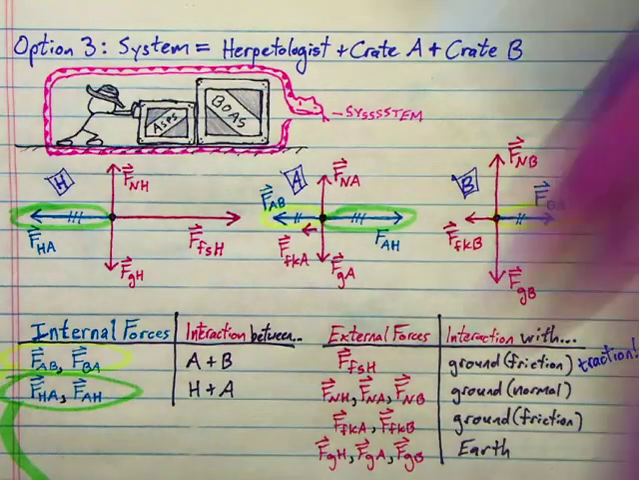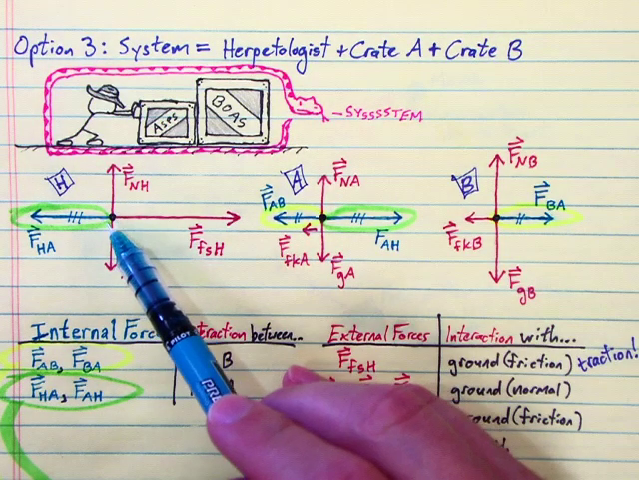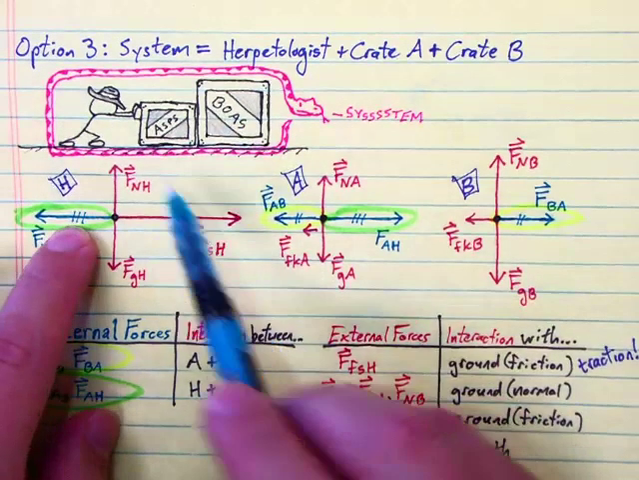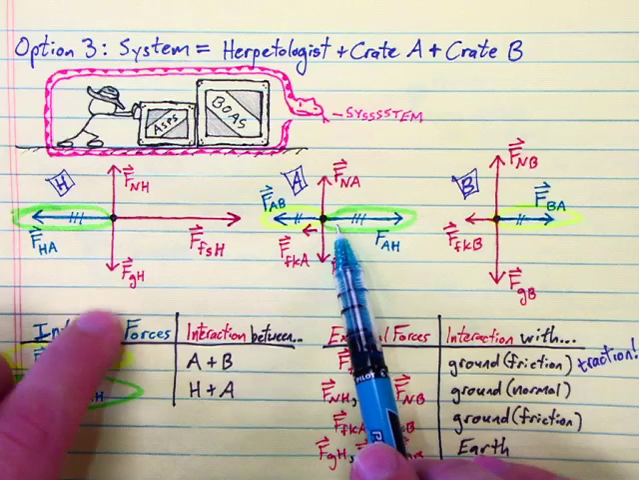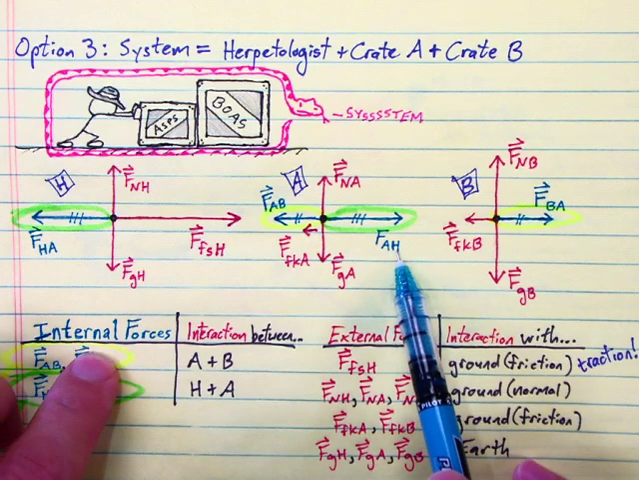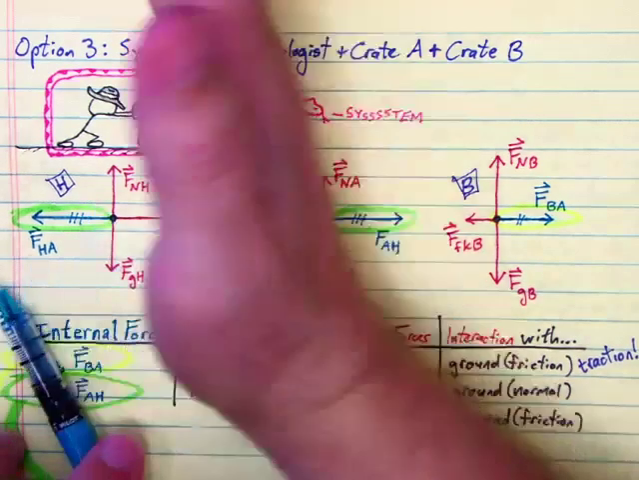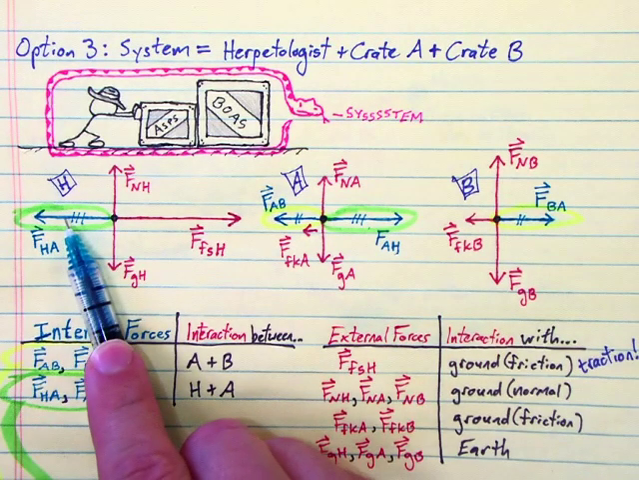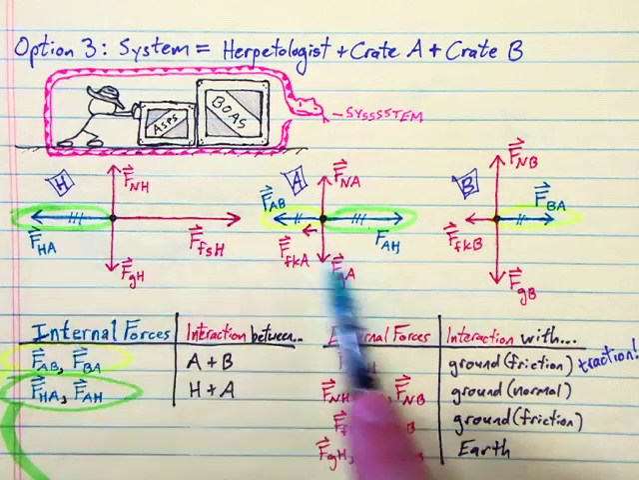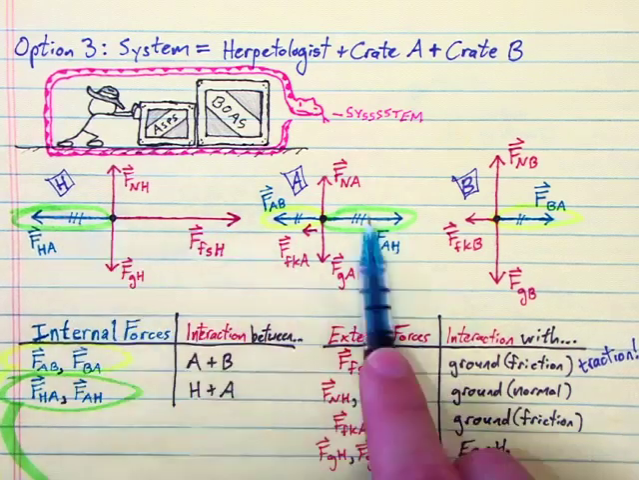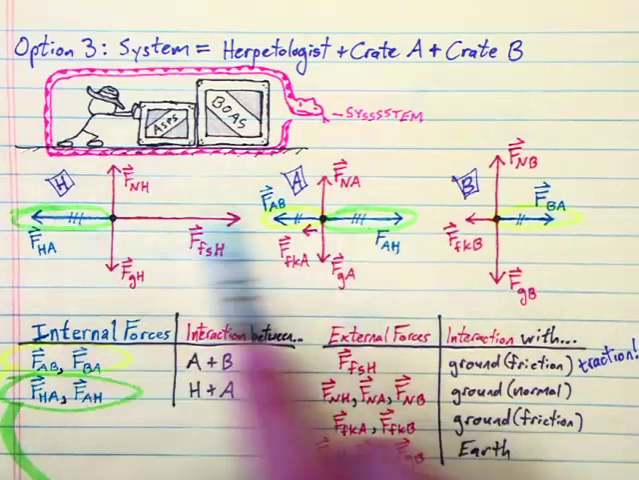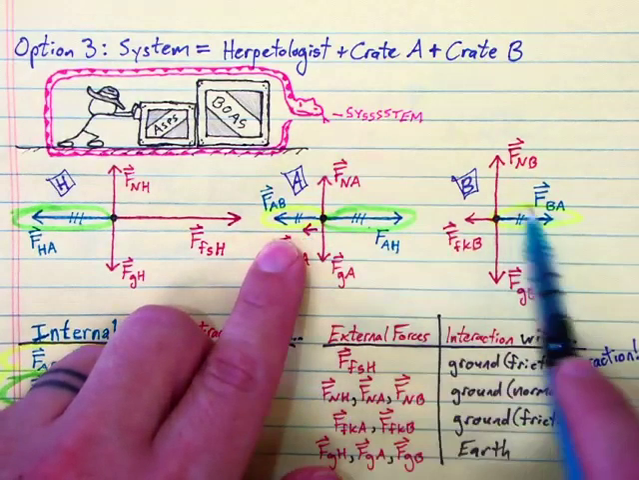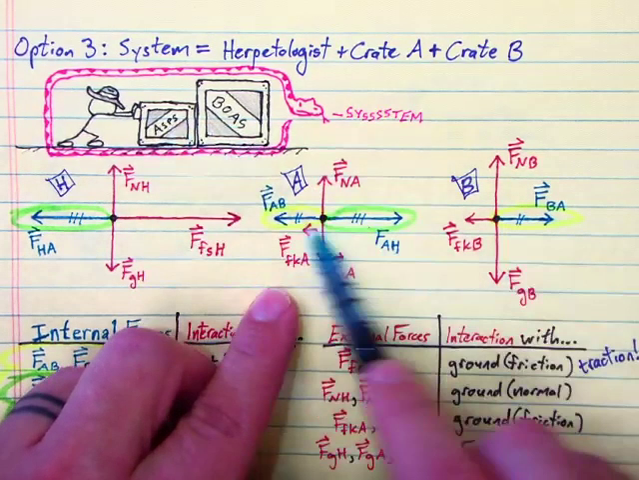So starting here with the herpetologist, do we have any forces on the herpetologist due to other things inside the system? Yes. Since the herpetologist is pushing on the crate of asps, the force on the asps due to the herpetologist, there is an equal and opposite force from the crate A pushing backwards on the herpetologist right there. That's the force the herpetologist feels pushing back. So equal and opposite, a Newton's third law pair of forces right there. That's an internal pair. Just as before, here is that internal pair of forces between B and A.